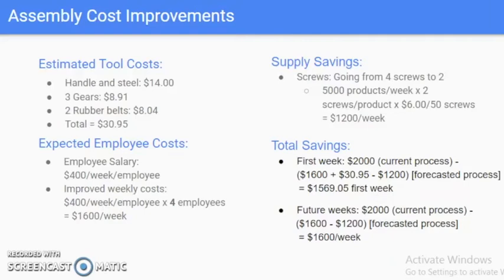So for the total savings, in the first week, you save $1,569.05, because we assume you had to purchase the materials to produce the tool in that first week, but we assume that the costs of maintaining the tool are negligible. So for future weeks, it's $1,600 a week that you've saved.